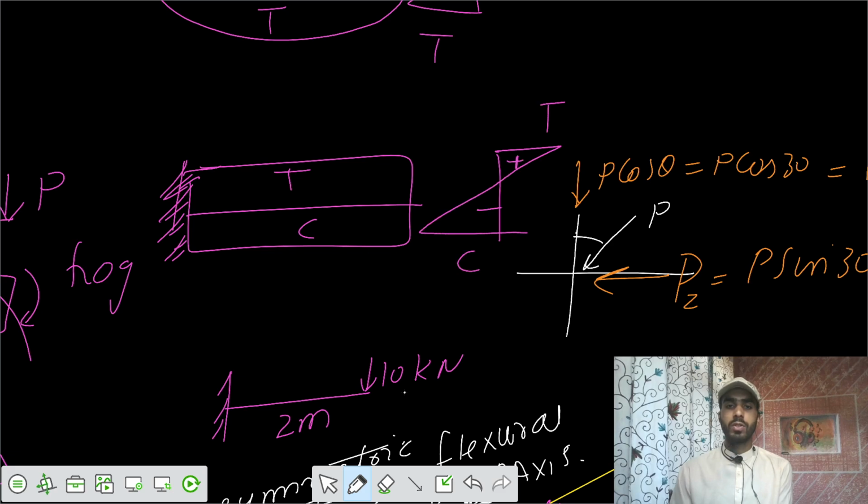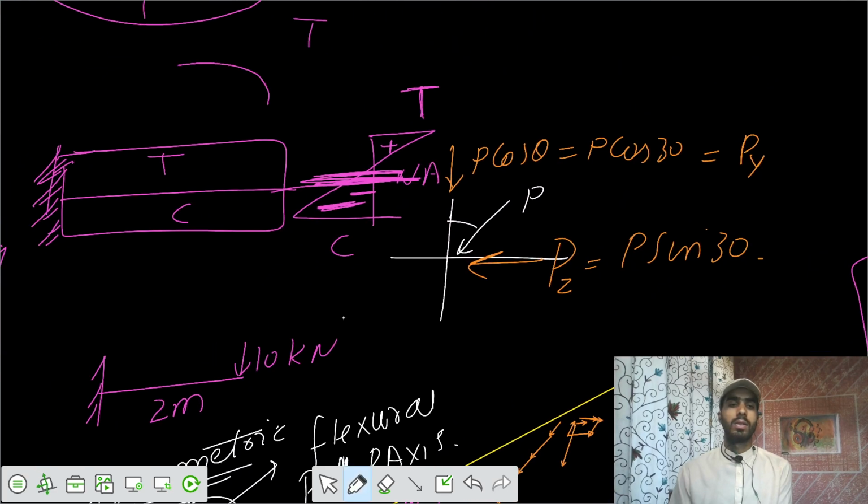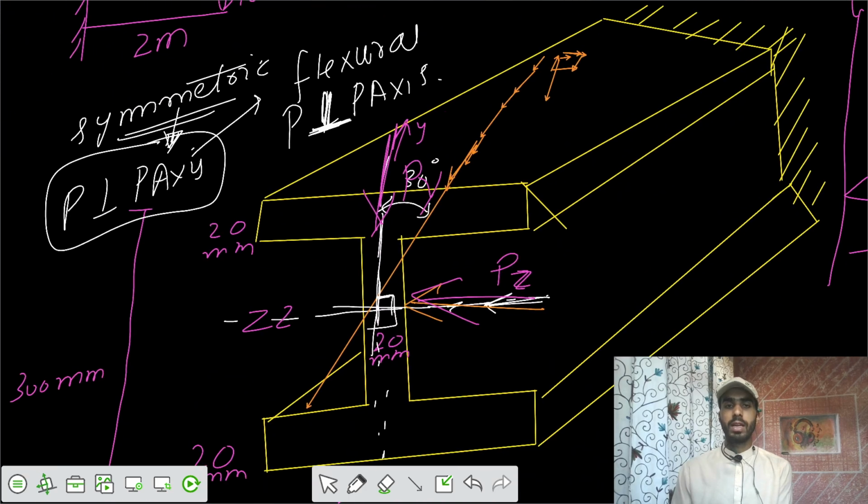So the top is positive and the bottom is negative. This is the neutral axis. So the bottom is having compression, and finally the top members are having tension. You have to remember this one, because M is anti-clockwise hogging. So finally we got that.